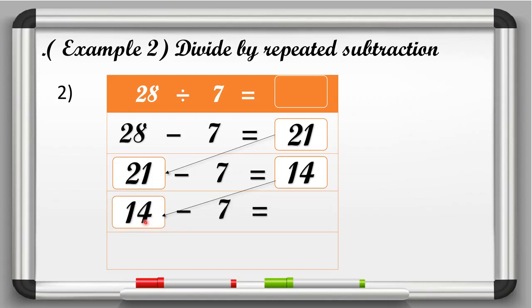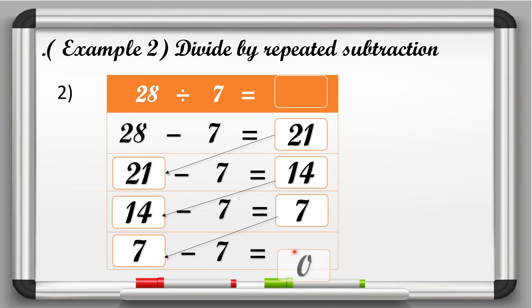So keep 14 in your mind and 7 on your fingers. So let's start speaking backward counting. 13, 12, 11, 10, 9, 8, 7. So we will write 7 here. Now 7 minus 7. Yes. Now 7 minus 7 is equal to 0.